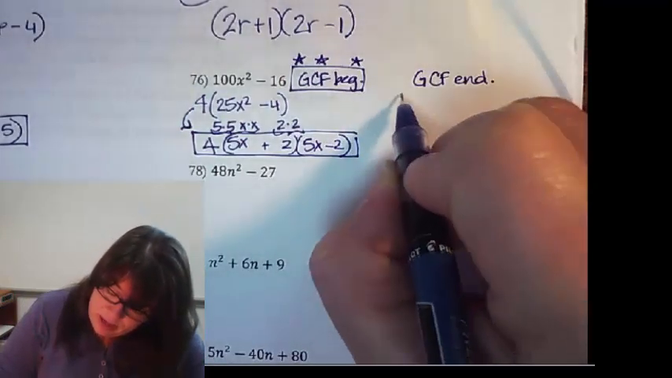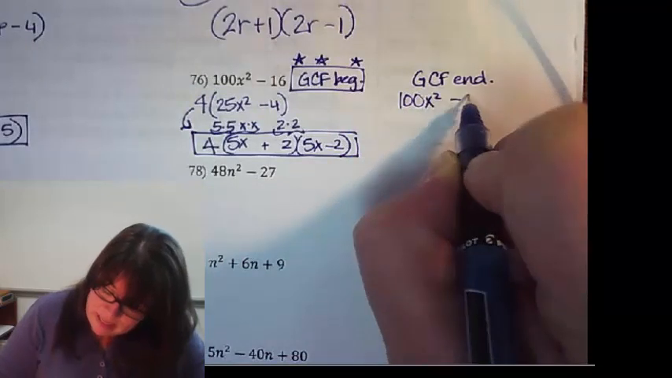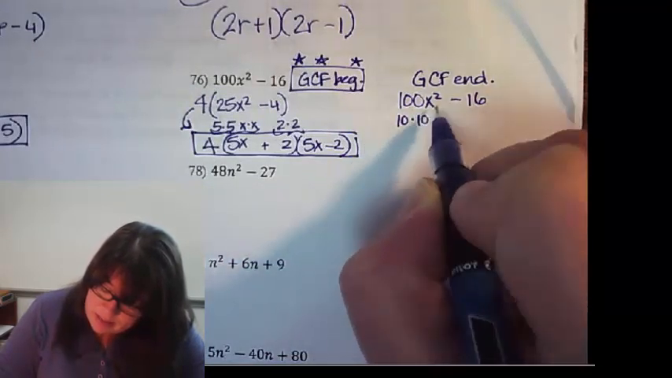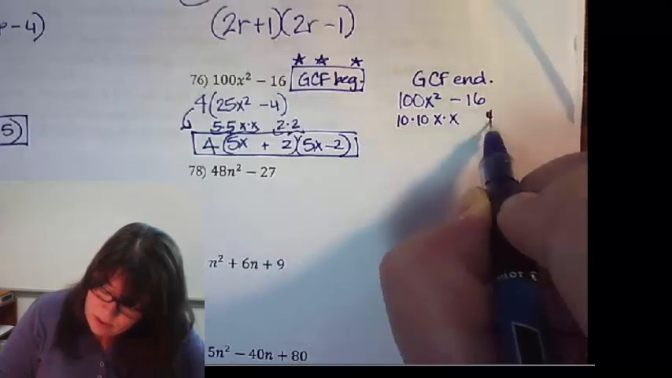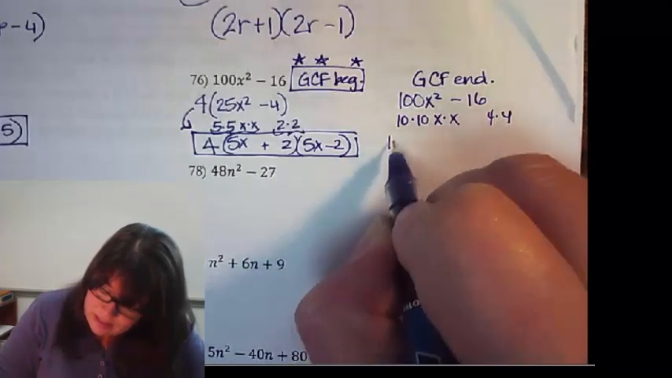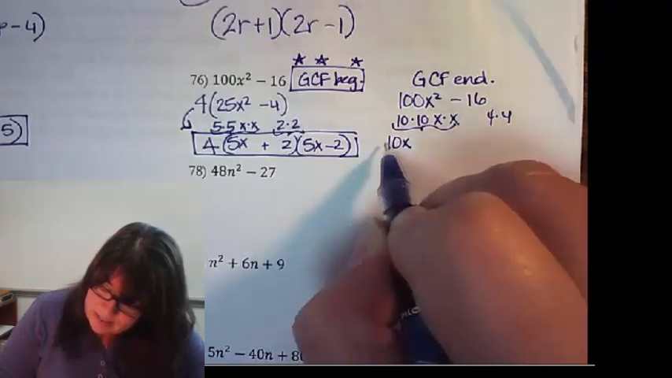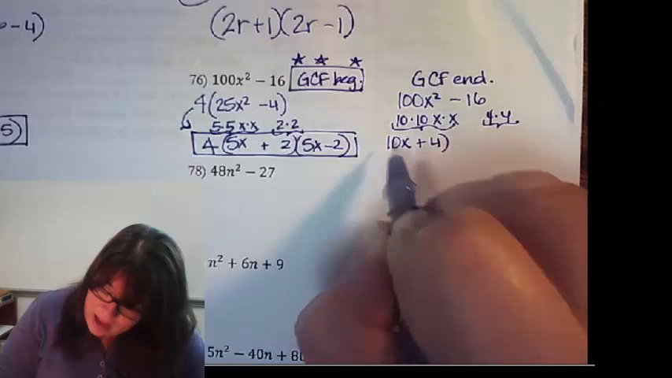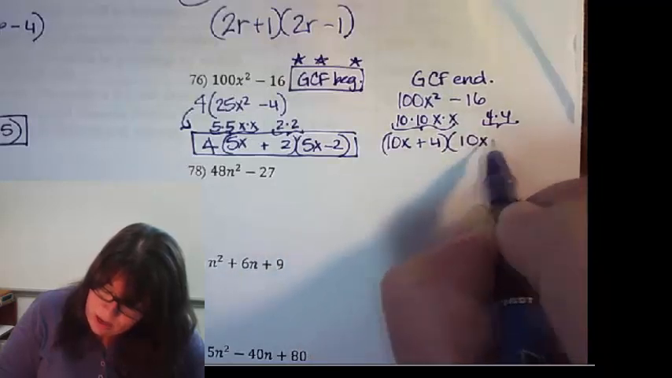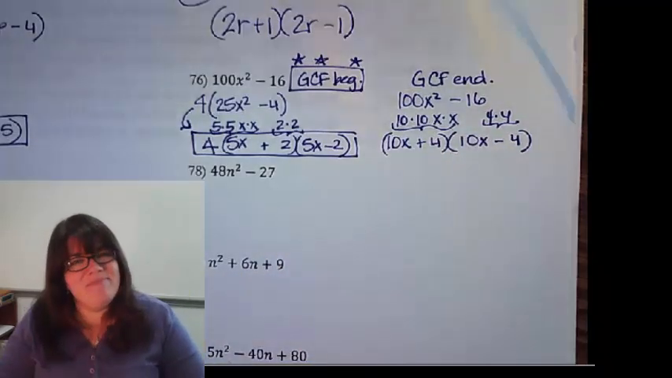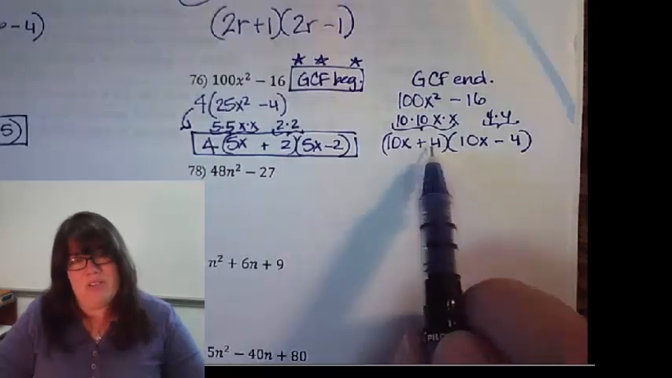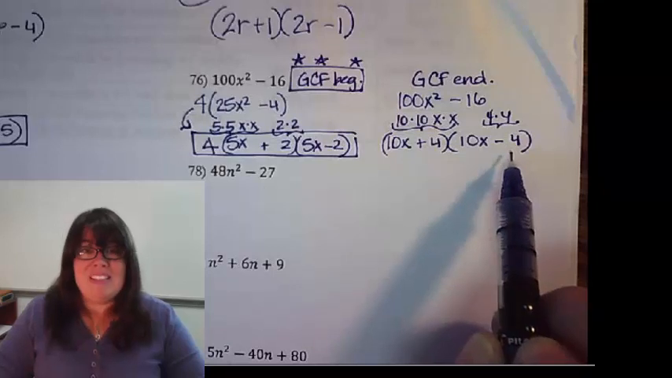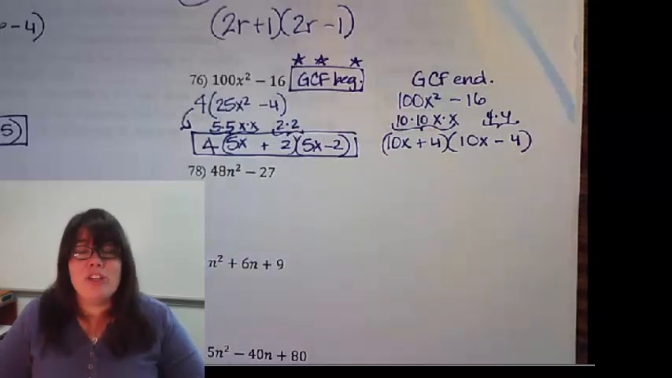Let's see, if you have 100x squared minus 16. So you say, well, 100 is just 10 times 10. x is x times x. 16 is 4 times 4. So that means that I have 10x, because that's my root here, 10x, and here my root is 4. So 10x plus 4 and 10x minus 4. And then you look at it and you say, wait a minute, these are both even numbers. And these are both even numbers. That means at the very least I could still factor out a 2.